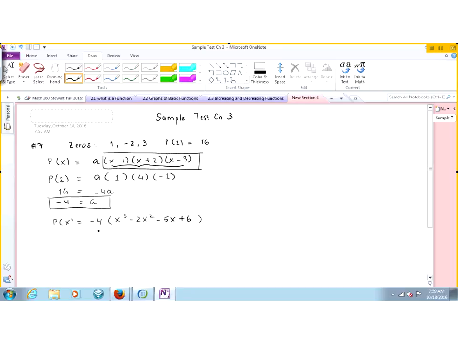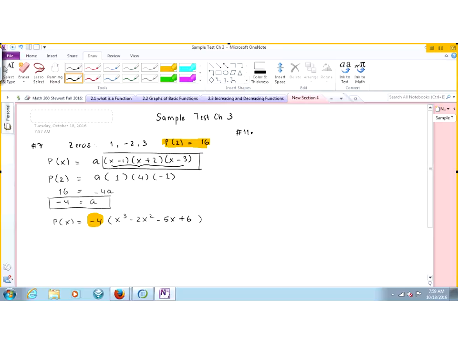So you could leave it like this, or you could distribute the -4. So basically, this thing, P of 2 is equal to 16, is only giving the coefficient, this part. All right? Okay. Now, what next? You said number 11? Okay. All right. So number 11.